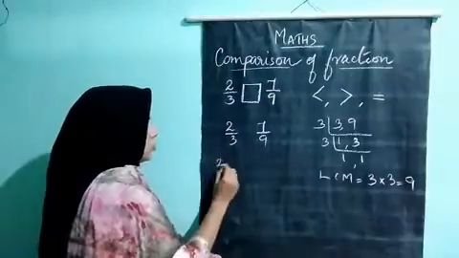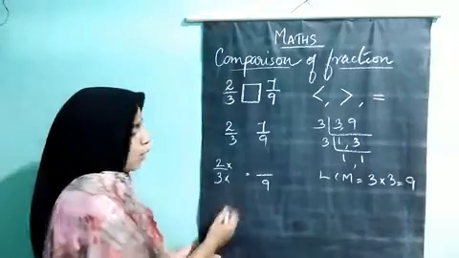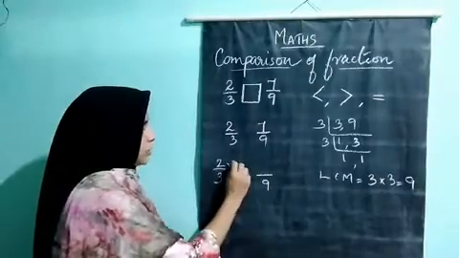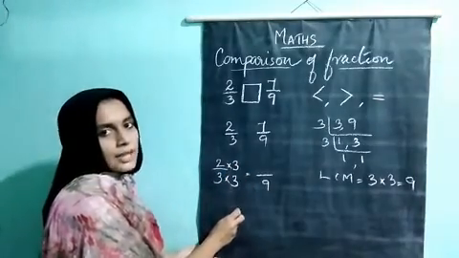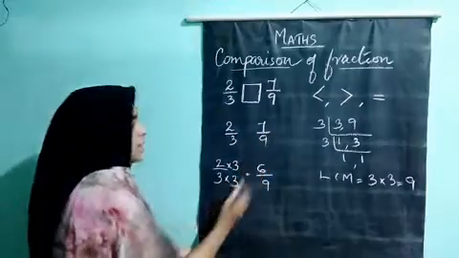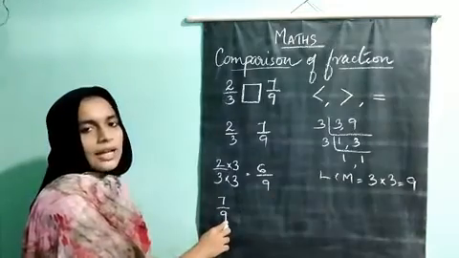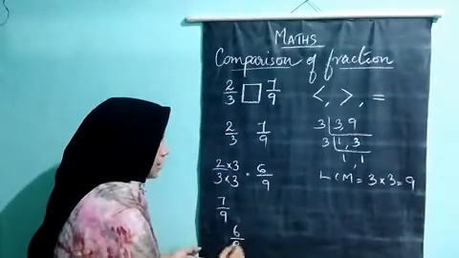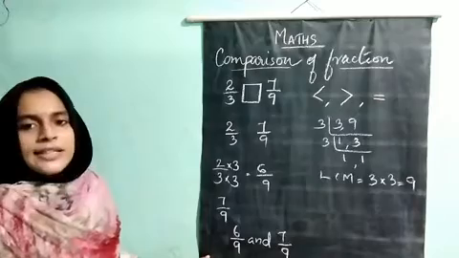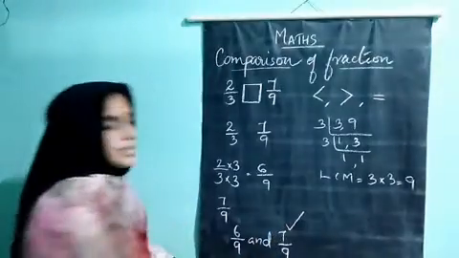Okay. So 2 by 3 we have to change to 9. How? By multiplying the denominator with 3. 3 into 3, 9. Numerator also you can multiply with the same number, that is 3 itself. So 6 by 9. Now take the second fraction, that is 7 by 9. Already the denominators are equal now. So 6 by 9 and 7 by 9. Which is greater? 7 by 9 is greater. Right? 7 by 9 is greater.